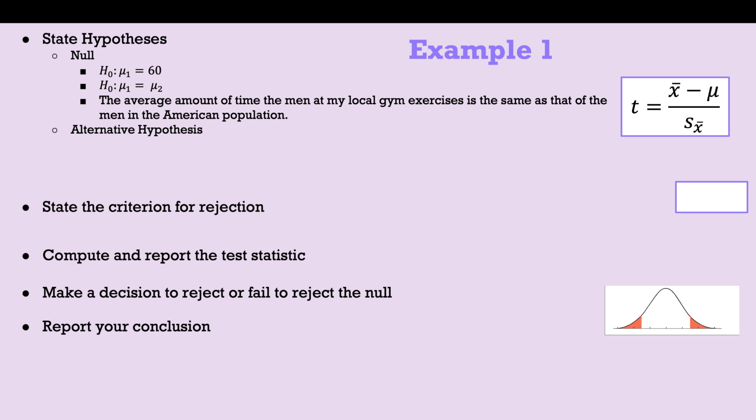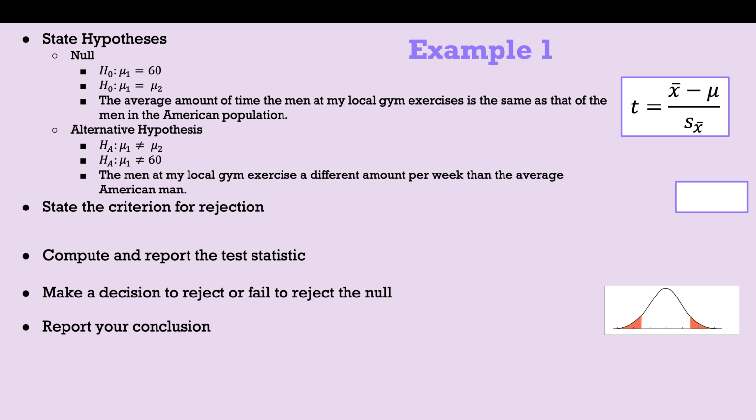The average amount of time the men at my local gym exercise is the same as that of the men in the American population. Alternative hypothesis, very similar, just cross out your equal sign. The mean of the population that my men in my sample represent is not equal to the mean of American men, or that my sample mean is not equal to 60, which is the amount that the men in the American society exercise. So the men at my local gym exercise a different amount per week than the average American man.